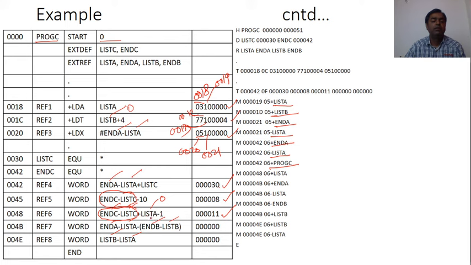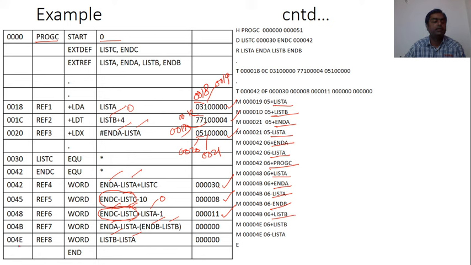But we have to add the list A. So at address 0048, list C is added. List A is added here. At address 004B, the instruction is end A minus list A minus in bracket end B minus list B. What we have to do? We have to add end A, subtract list A, subtract end B, add list B. At address 004B, it is written here. End A minus list A minus end B plus list B.